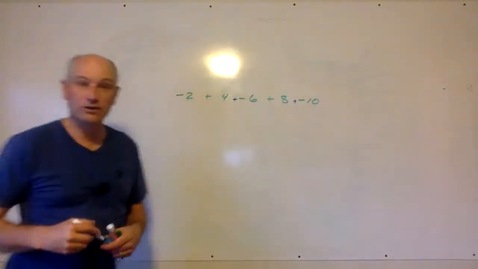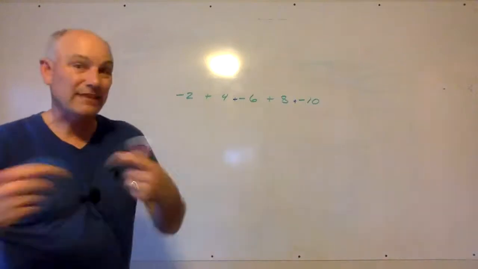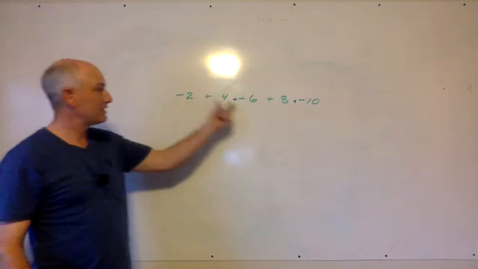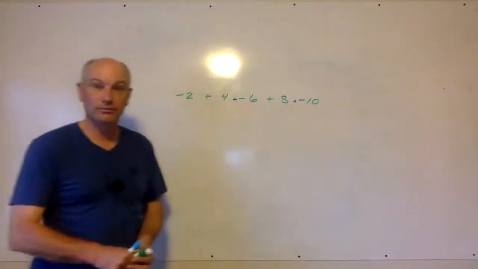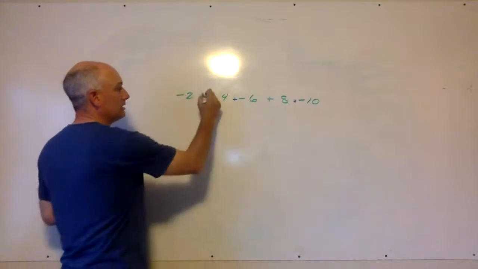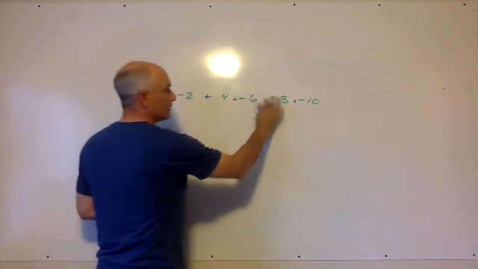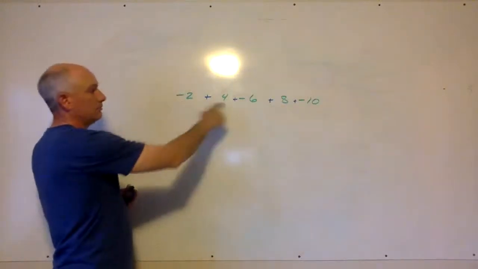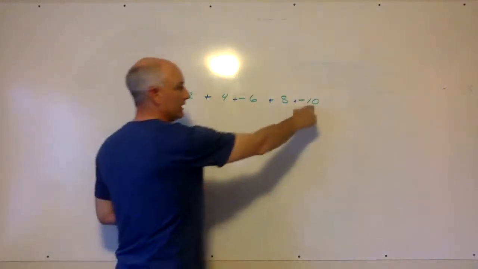So I'm still adding terms. We just have to keep in mind that within the explicit rule, we have sign changes taking place. Okay? So if I highlight this, let me highlight the additions here. -2, positive 4. -6, positive 8. -10.